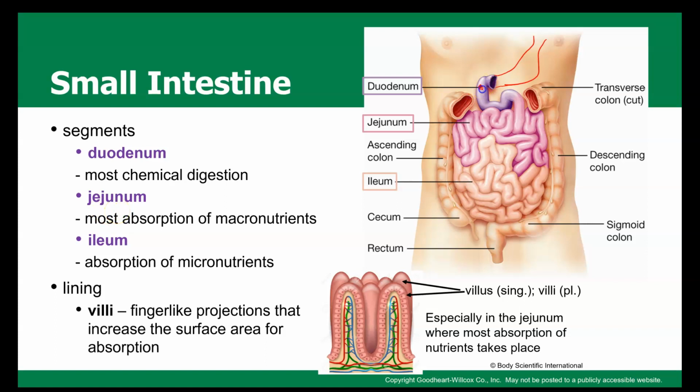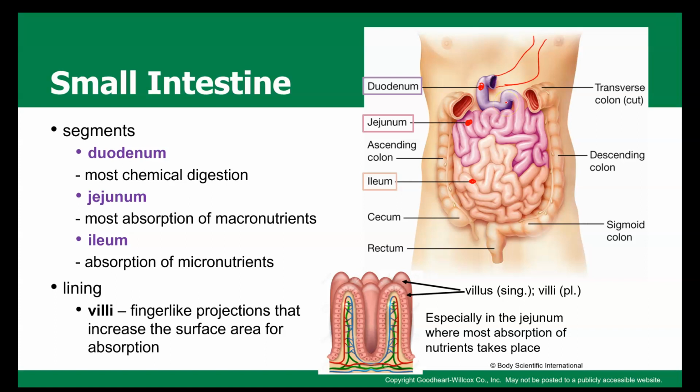So here we see the duodenum, then we see the jejunum. So that's where a lot of absorption takes place. That's where we're absorbing nutrients into the bloodstream. And then finally the ileum, where we have absorption of micronutrients like some vitamins such as B12.